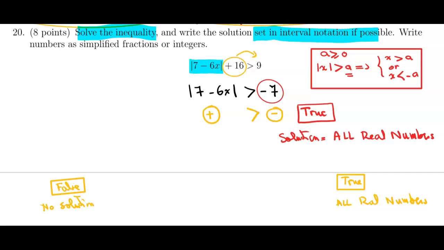So how do you write the notation of all real numbers? You can write it down as capital R, or you can write it down as minus infinity to plus infinity. So minus infinity to plus infinity means the whole number line. All right. And that's basically it. So this is what we did here, and this is the answer.